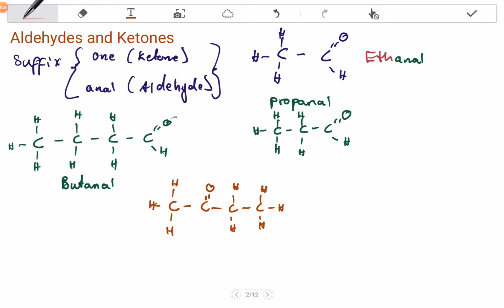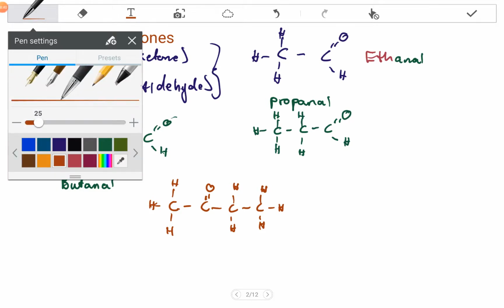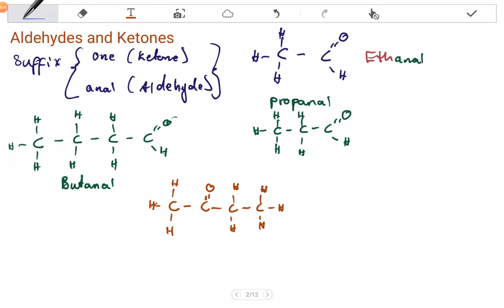To name this, now we use the rules of naming, because the functional group can change position. You start from the side that is close to the functional group, which is side 1. The functional group is on carbon number 2, then 3, 4. So it's going to be but-2-one. Because it's on the second carbon, it's but-2-one.